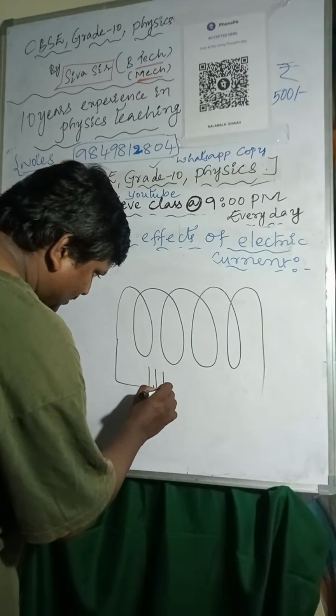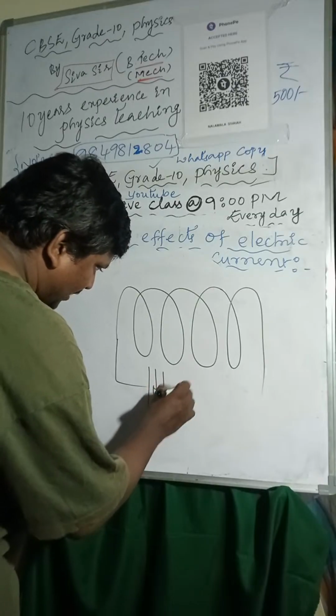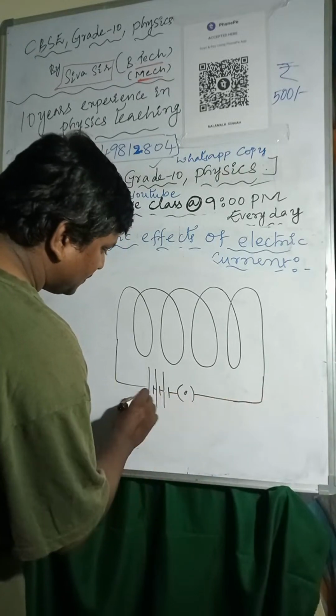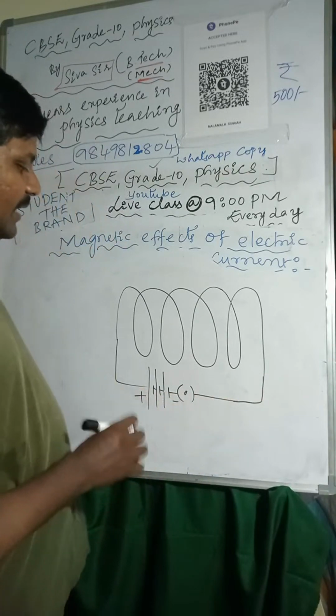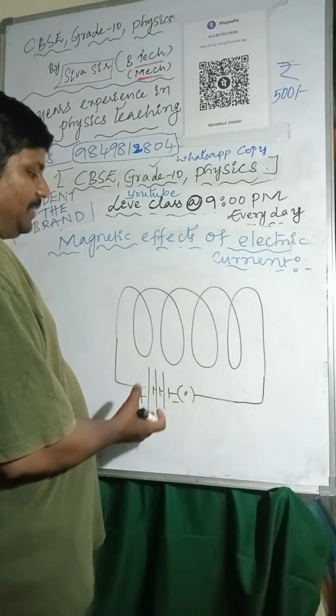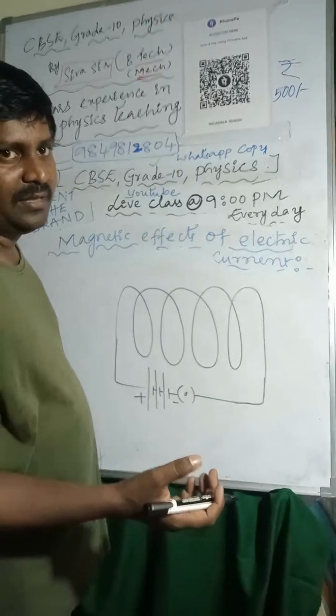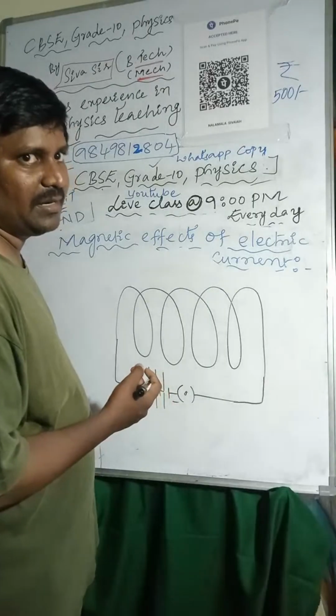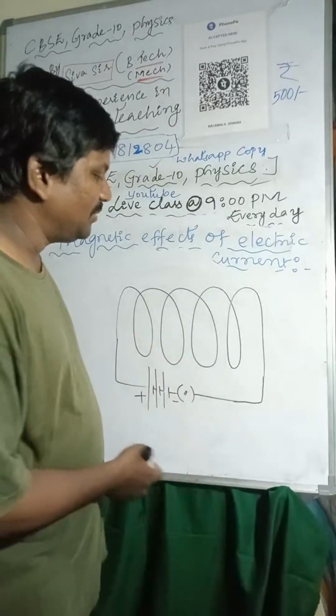Here I'm taking the battery. This is the switch. This is a battery. So current is passing. If you are connecting to the battery, will current pass or not? Yes, current will pass. Will it act as a magnet or not? Yes, it acts as a magnet. Will there be a magnetic field or not? Yes, there will be a magnetic field.